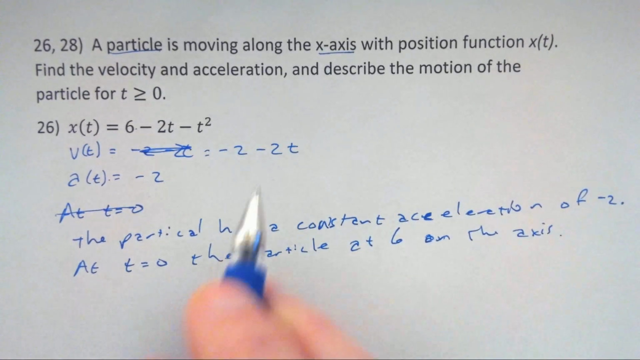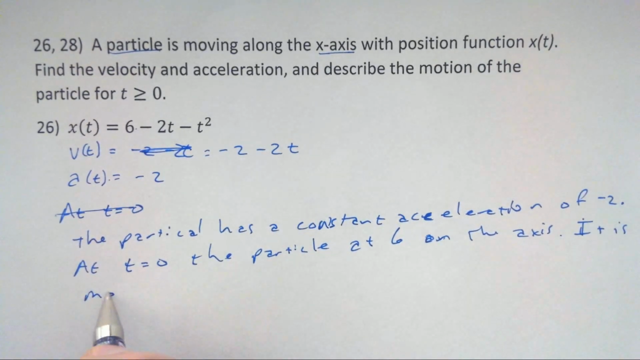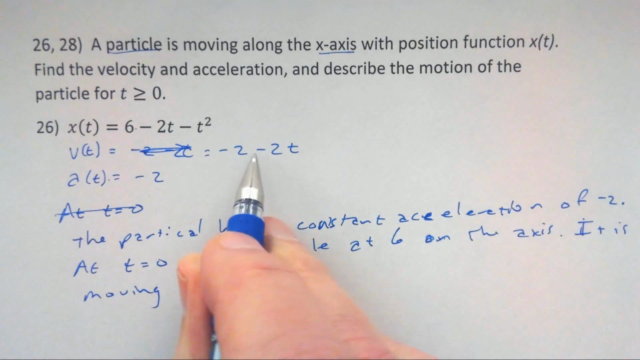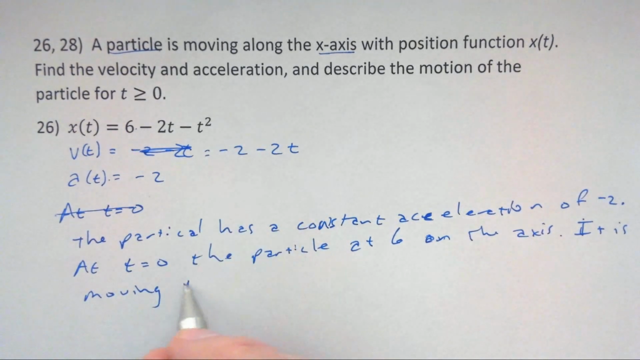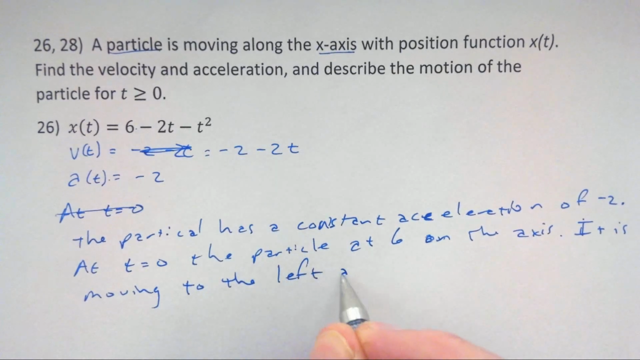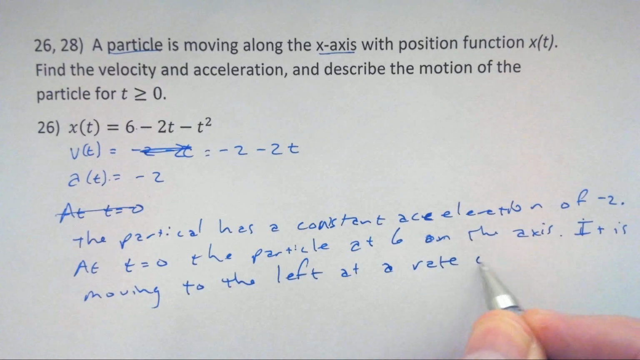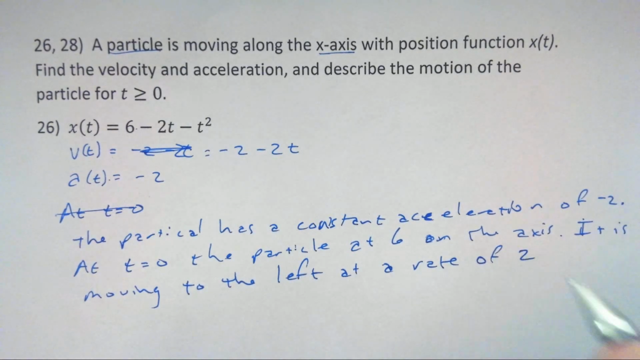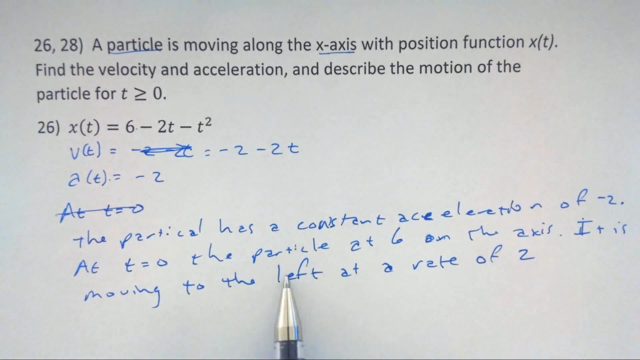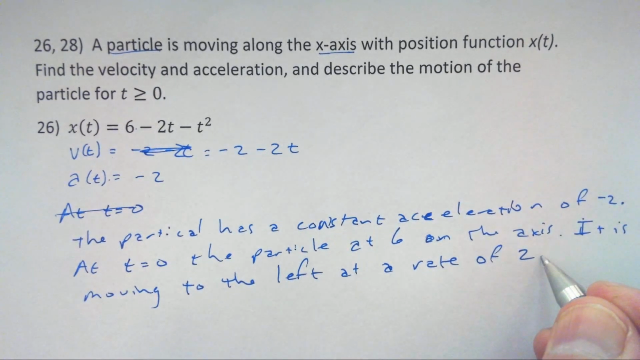What's its velocity? We put in 0. It is moving. When I put 0 into velocity, I get negative 2 to the left at a rate of 2. Now you say it's negative 2. Well, I said it's moving to the left, so at a rate of 2. 2 feet per second, 2 miles per hour, whatever unit we're working with.